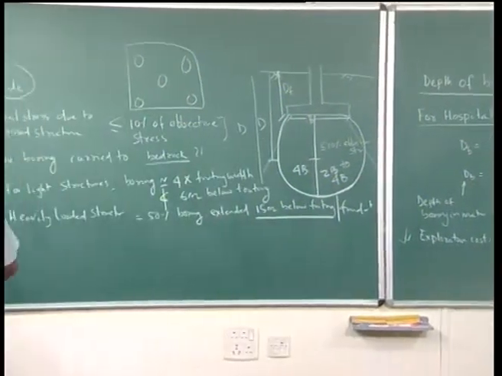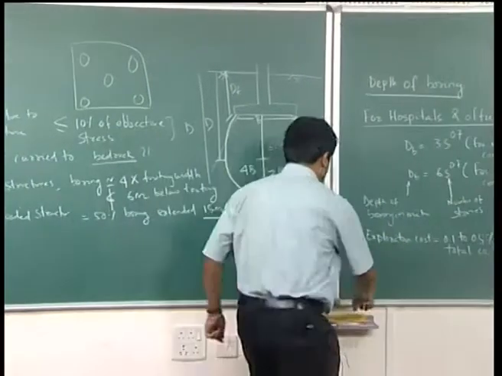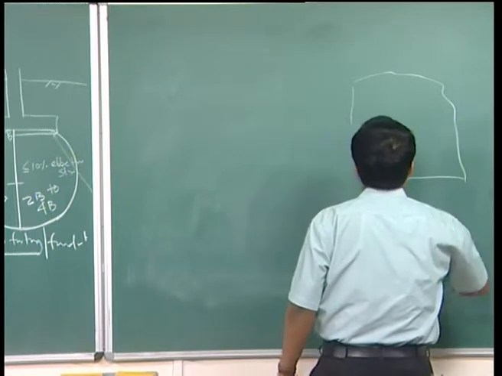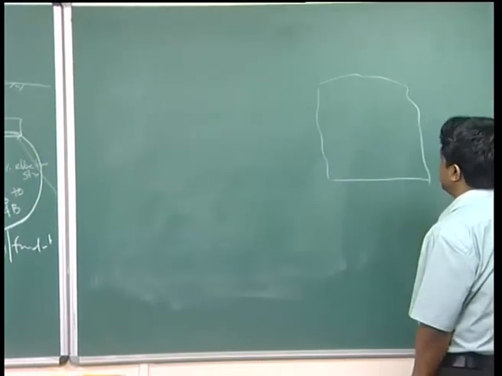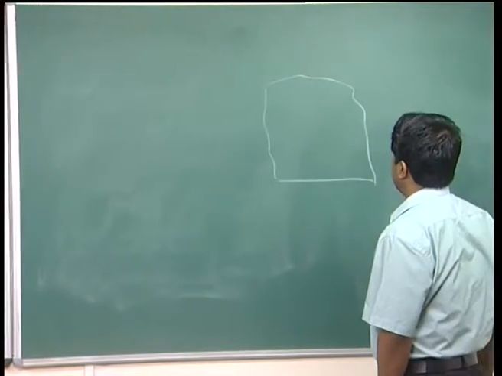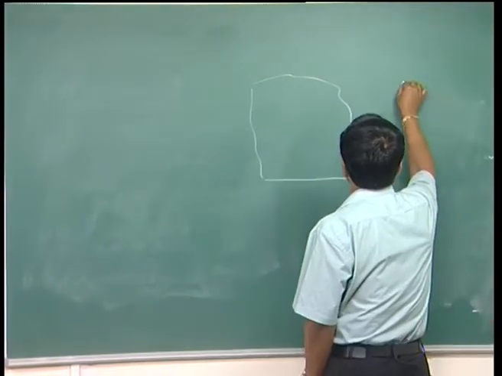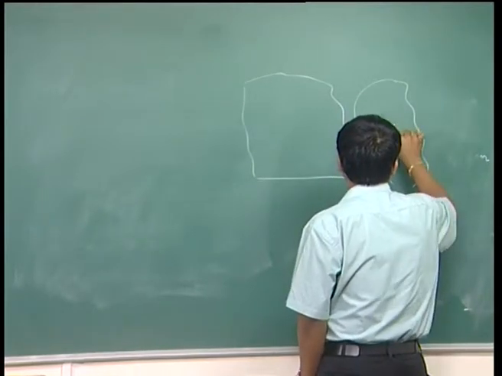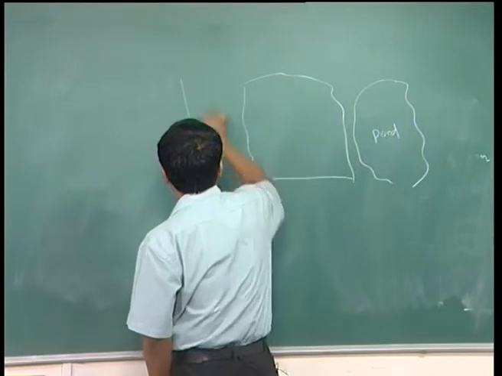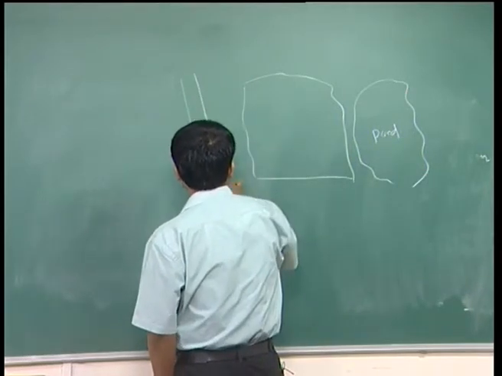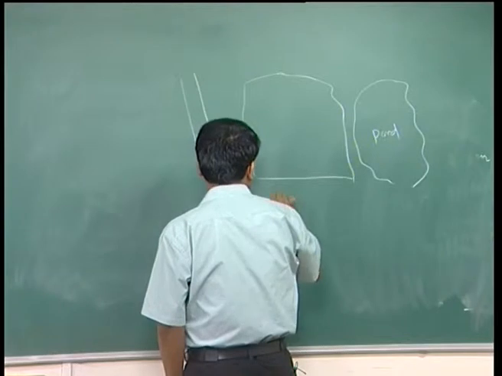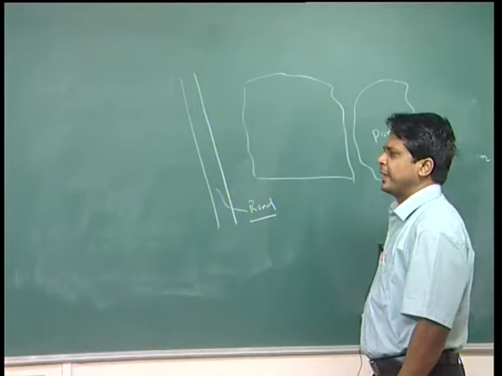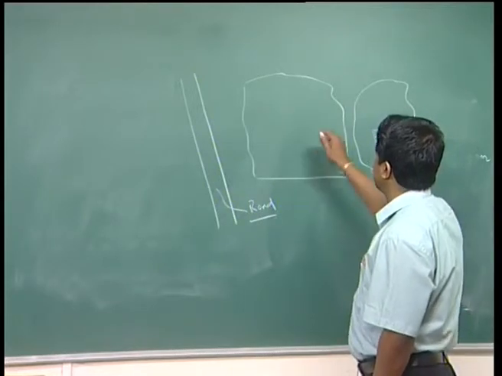Now, we can discuss one more thing. Suppose this is a proposed site, it has been planned to go for a multi-story building, and nearby there is a pond, and nearby there is also a road. Now, how do you decide how many boreholes you are going to carry out?